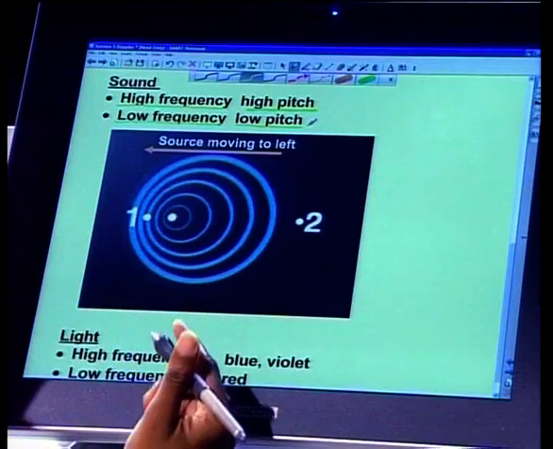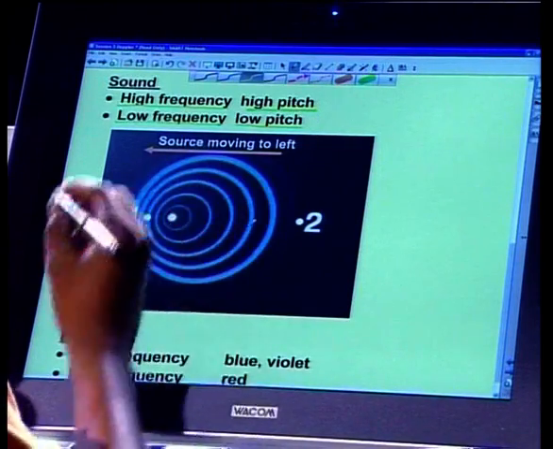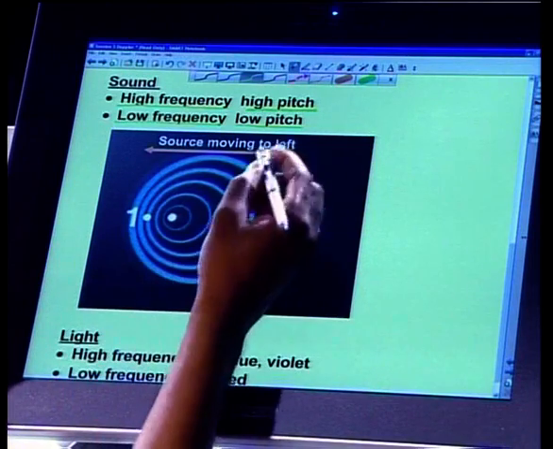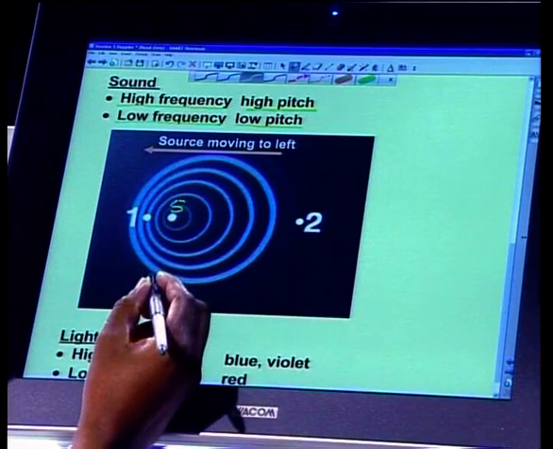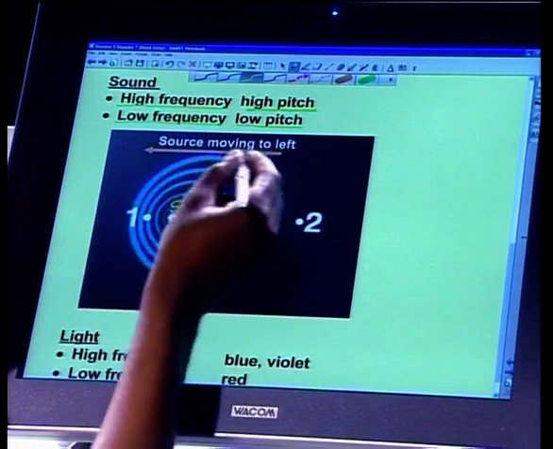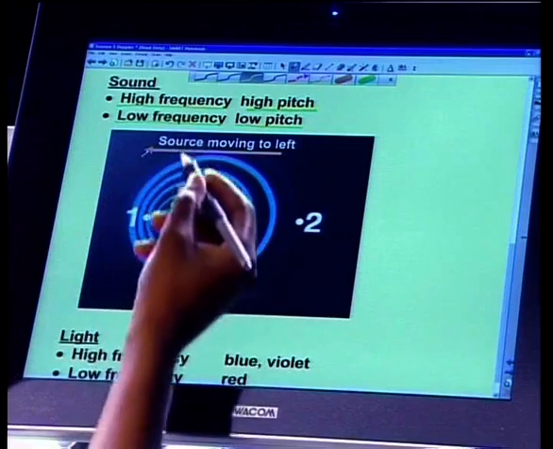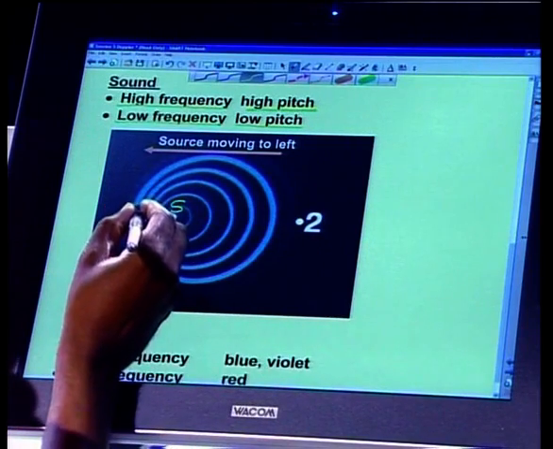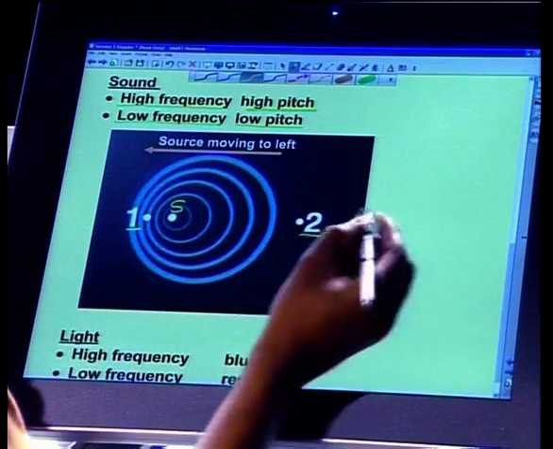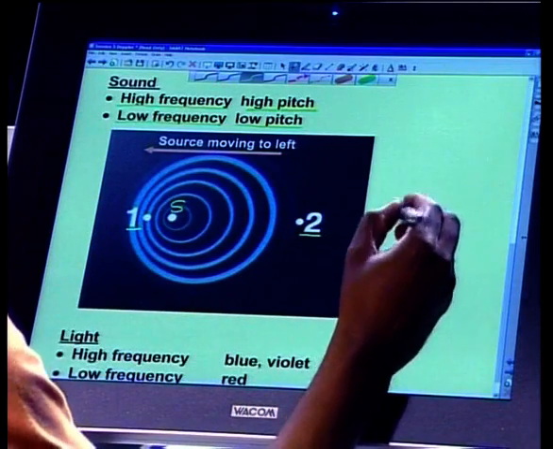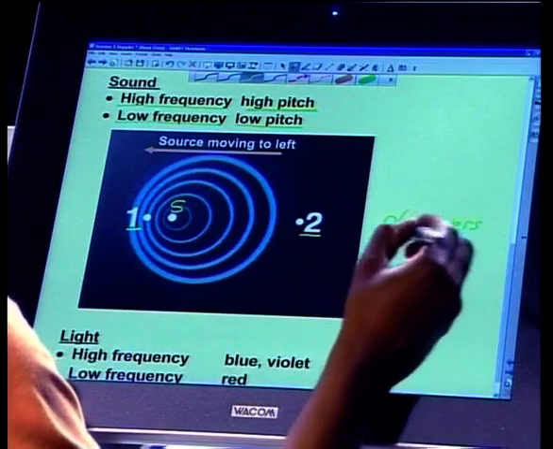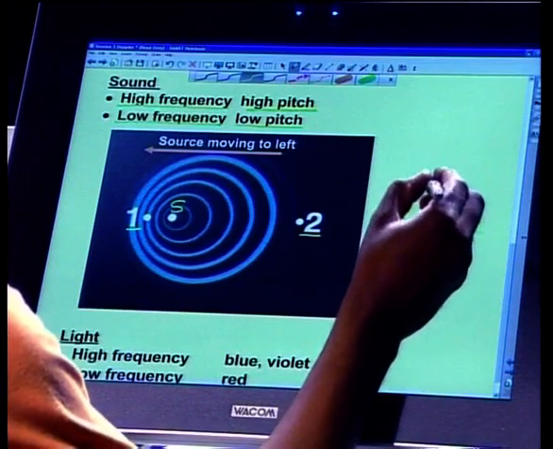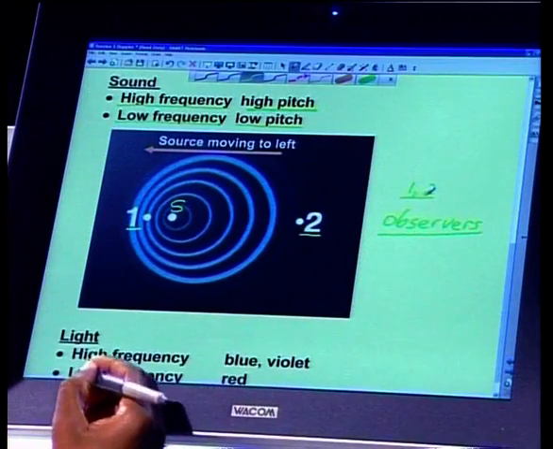Now let's quickly look at this diagram here, illustrating the Doppler effect on sound waves. Now here is a source, S, right? The source is moving to the left as indicated by that arrow. Now 1 and 2 are representing observers or detectors. So 1 and 2 are observers.